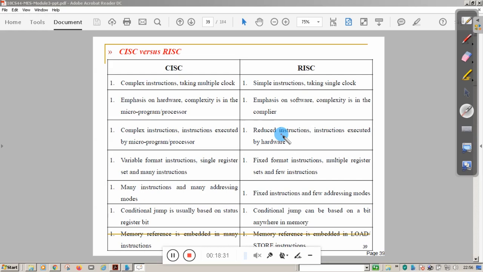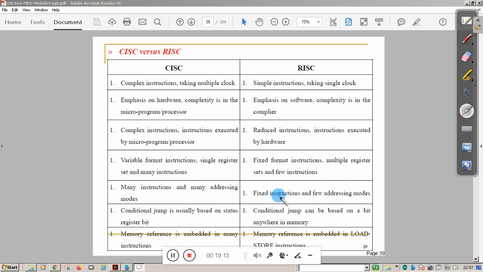But a RISC processor operates on a load and store architecture. Load and store means most of the operation is carried out in the registers rather than in memory. That's why there is only one form of an instruction instead of multiple forms. CISC has variable format instructions, while RISC has fixed format instructions. Because of the different instructions related to memory as well as registers, CISC has many different addressing modes, but RISC has fixed and few addressing modes.